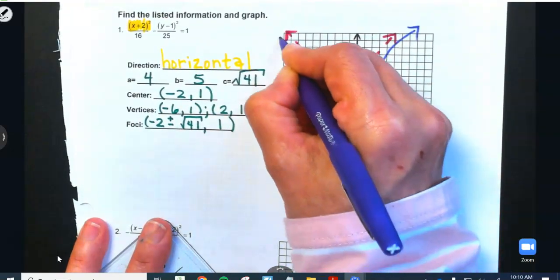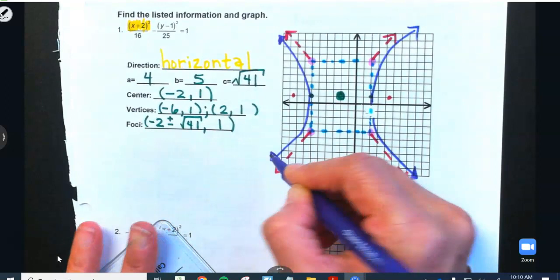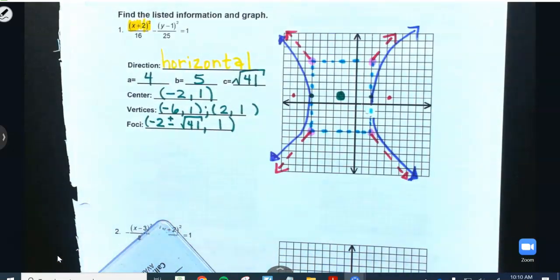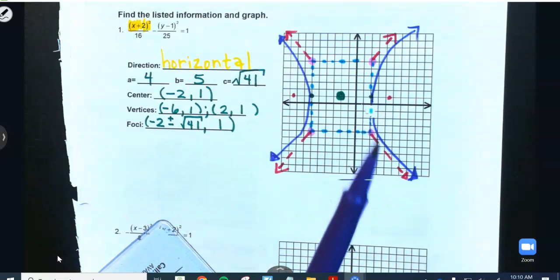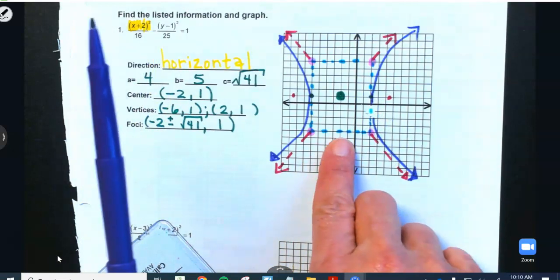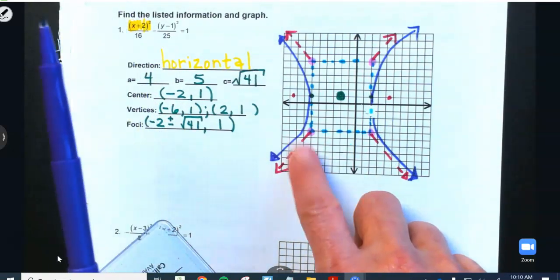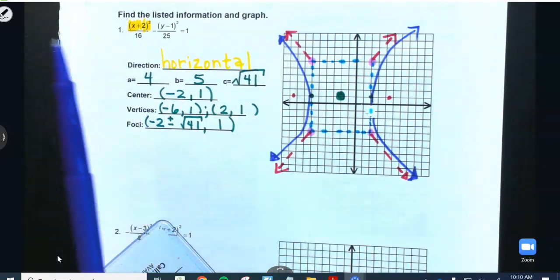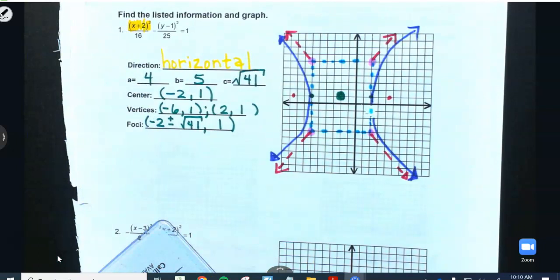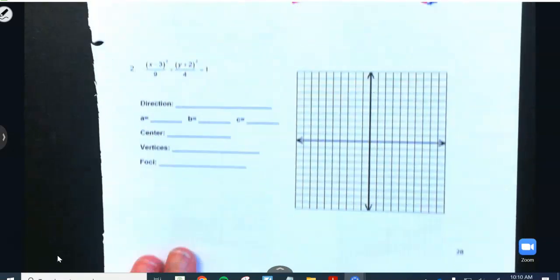Now listen. If I plug this in on Desmos, everything is invisible. The only thing that you would see is what I drew with this purple pen. So you got to make sure that your box is dashed and that your asymptotes are dashed. Good question. Any other questions on number 1? All right, let's go ahead and look at number 2.